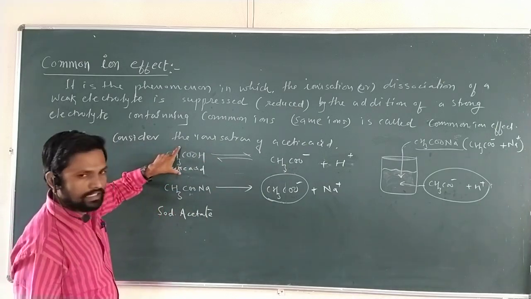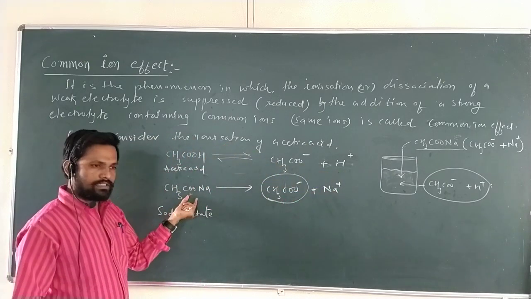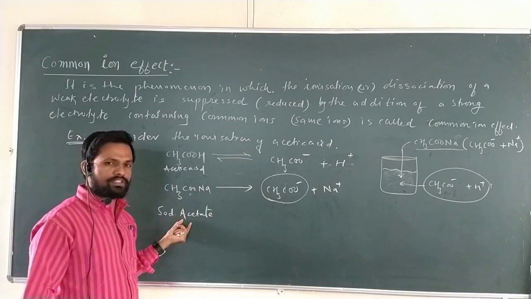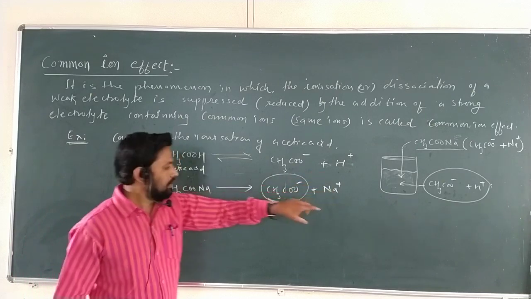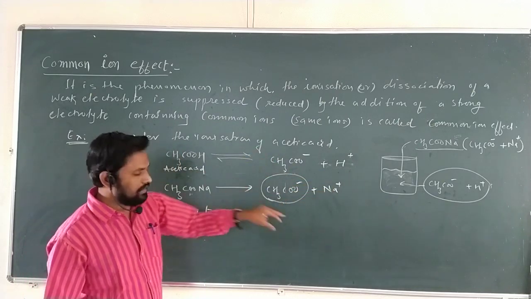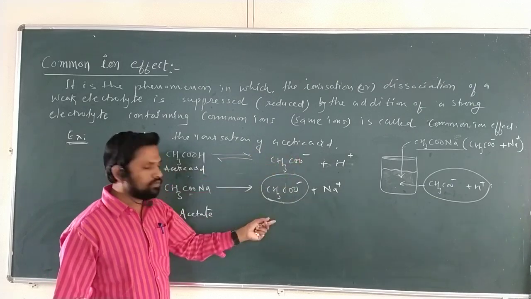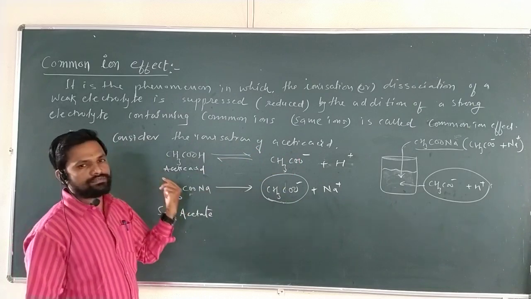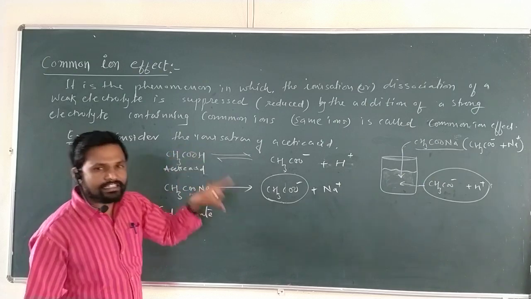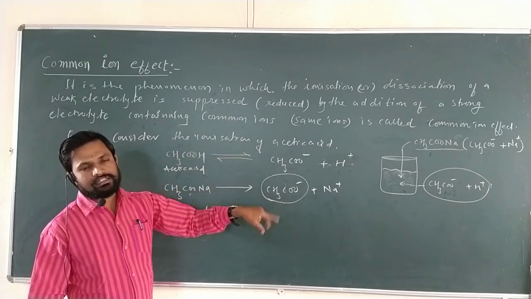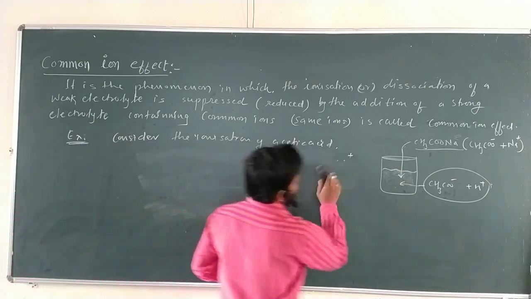Here acetic acid, which is a weak electrolyte, dissociates into acetate ions plus H plus. Into this solution sodium acetate is added. Sodium acetate is one more strong electrolyte. It contains acetate ions as the common ions in the same solution. Once you add the sodium acetate into the solution, the concentration of acetate ions increases. Due to this, the equilibrium is shifted towards the left hand side and the ionization of acetic acid is decreased, suppressed, which is known as the common ion effect. Okay, let us consider one more example.